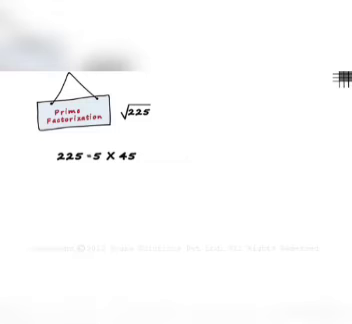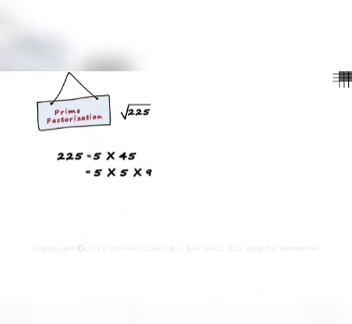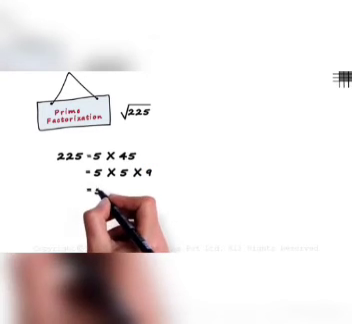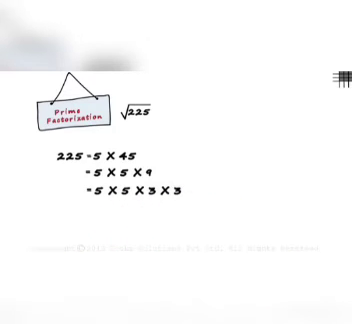So let's reduce 45 further and write 225 as 5 times 5 times 9. We wrote 45 as 5 times 9. 5 is a prime factor, but 9 isn't. 9 can be written as 3 times 3. Hence, 225 can be written as 5 times 5 times 3 times 3. In this way, we reduce 225 into its prime factors.